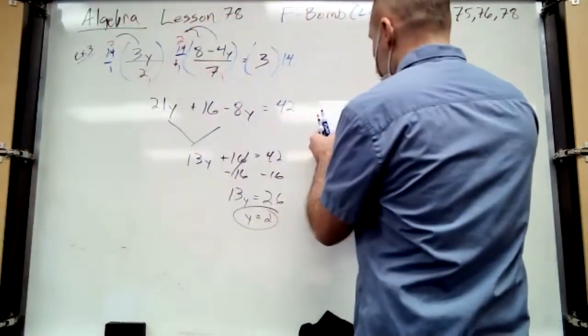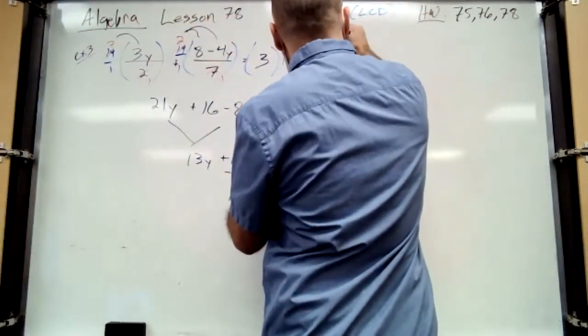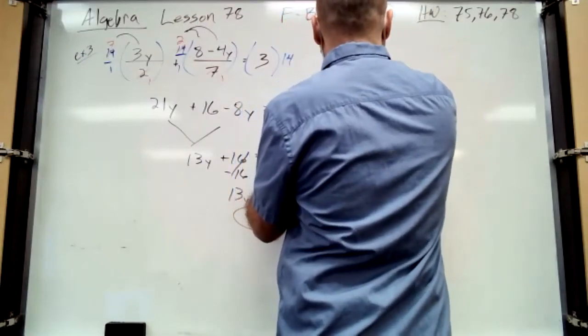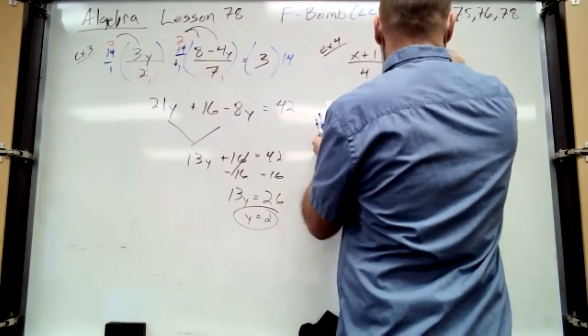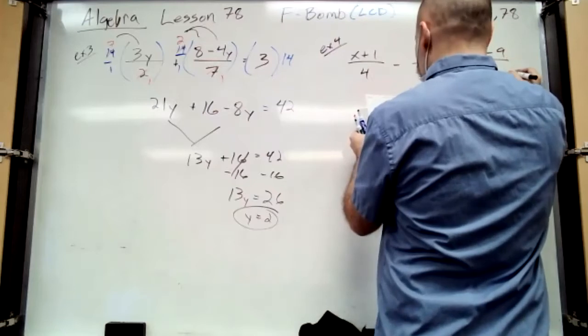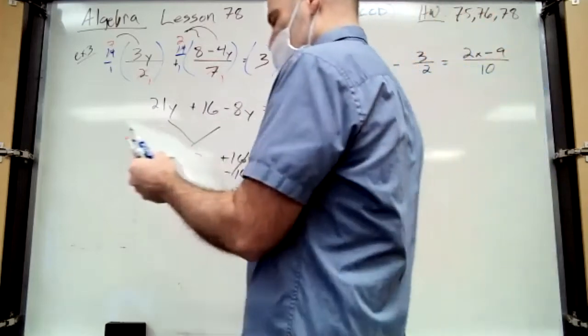Okay, ready? See if you can do this one on your own. Here's example 4. x plus 1 all over 4 minus 3/2 equals 2x minus 9 all over 10. Ready, go.